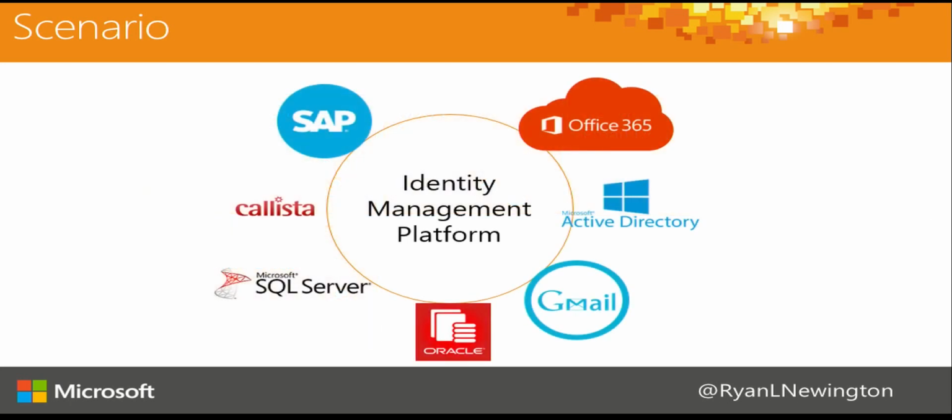And the IDM system is responsible for ingesting that complexity and producing our managed identities. So we bring in data from our SAP HR system, our Callista student management system. We've got some SQL server databases that have some other identity information in them. And we digest that and we create identities and push them out to our Active Directory, to Office 365. We use Google Apps for collaboration. And we've got an Oracle LDAP directory that a lot of our applications are dependent on.